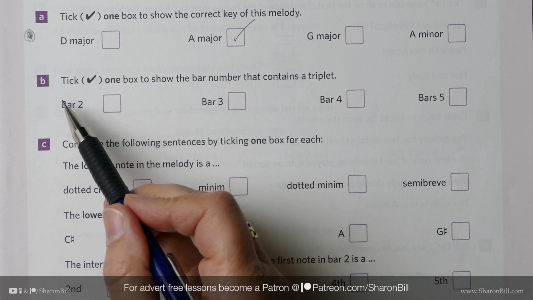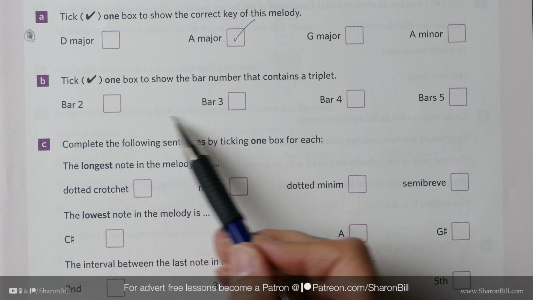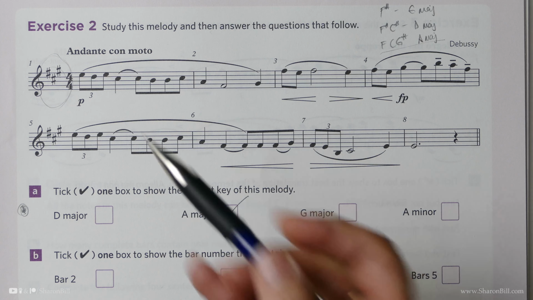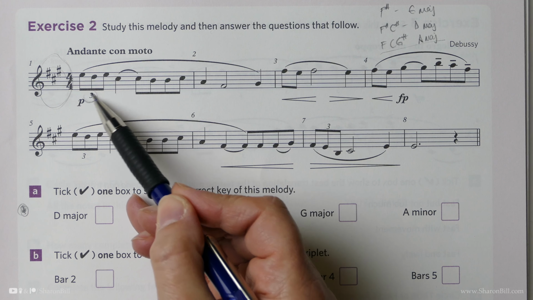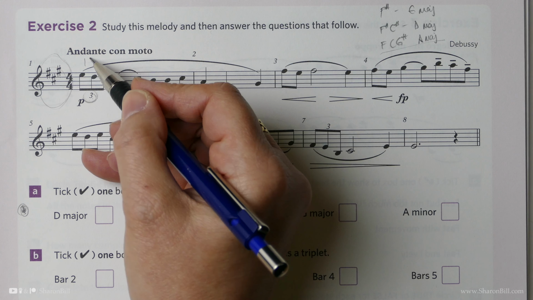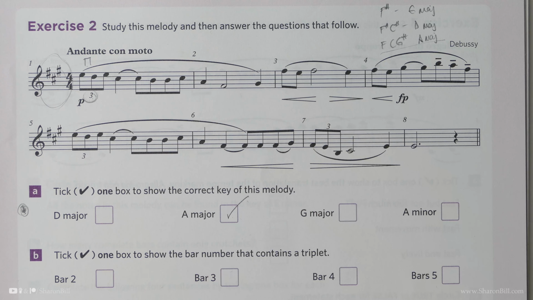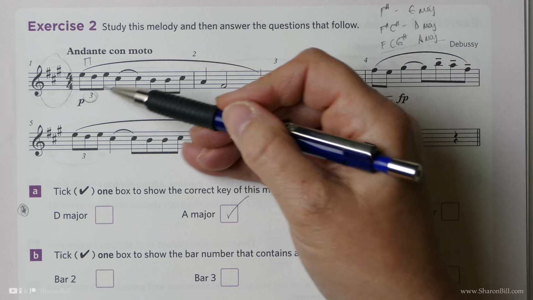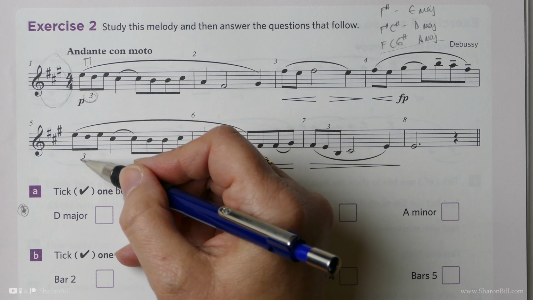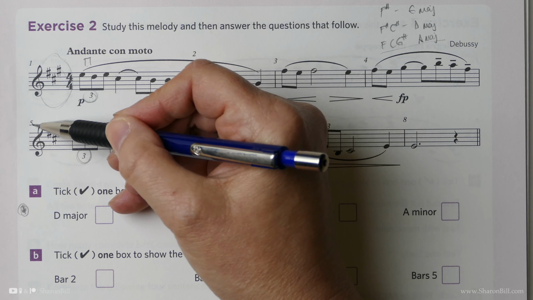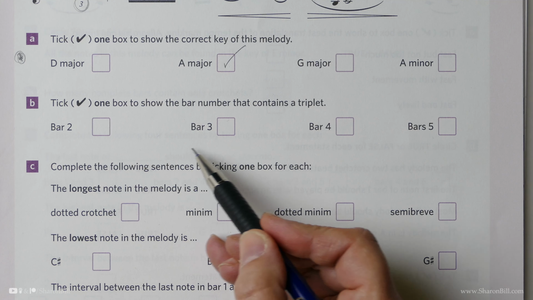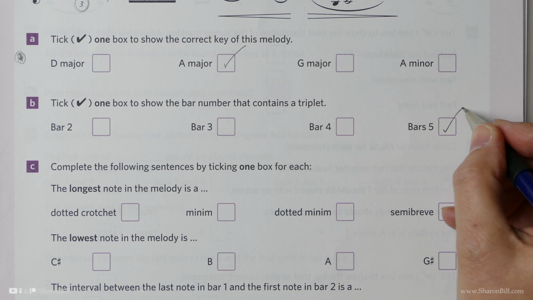Now then, exercise 2B, we're asked to tick the bar number that contains a triplet. And so let's look where we can find a triplet. So we have a triplet sign here. This little number here means 3 beats in the time of 2. So we have 3 quaver beats squished into the time that it would take to play 2 quaver beats. So we've got 1 there. And then, is there anything? And then there's 1 here as well. So it's either bar 1 or bar 5. So what are our options? Well, there is no option to tick bar 1. But there is for bar 5, and so that will be our answer.